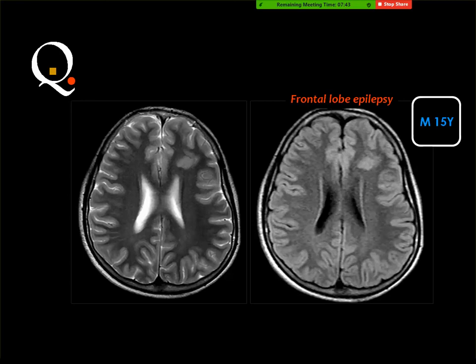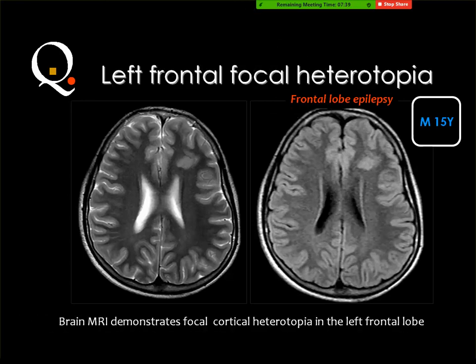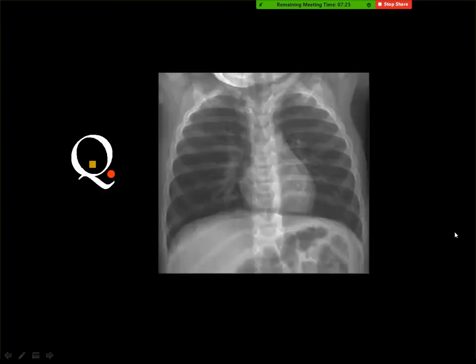Focal heterotopia, not in the frontal left. And this is heterotopia, focal type. You got a mass of cortical tissue within the white matter of the left frontal lobe. Very good. This is a good diagnosis.